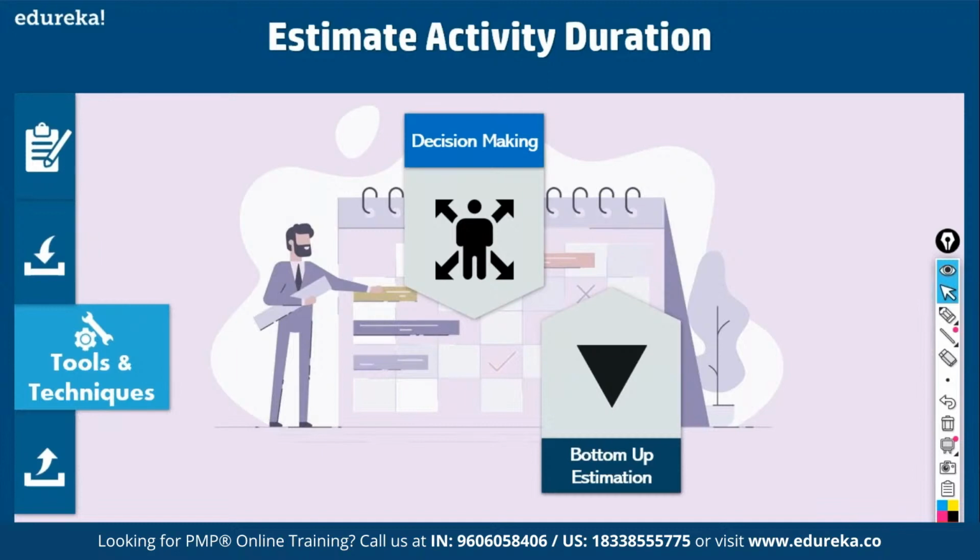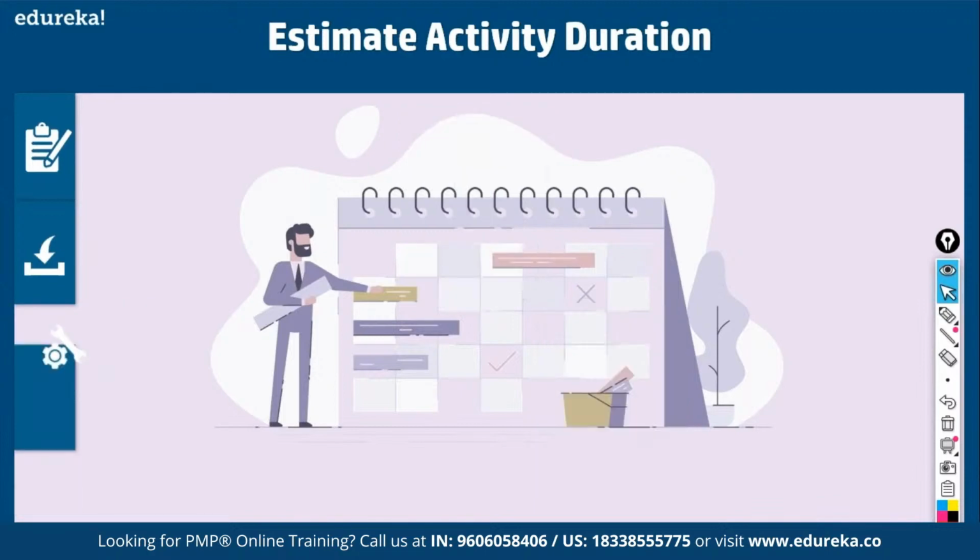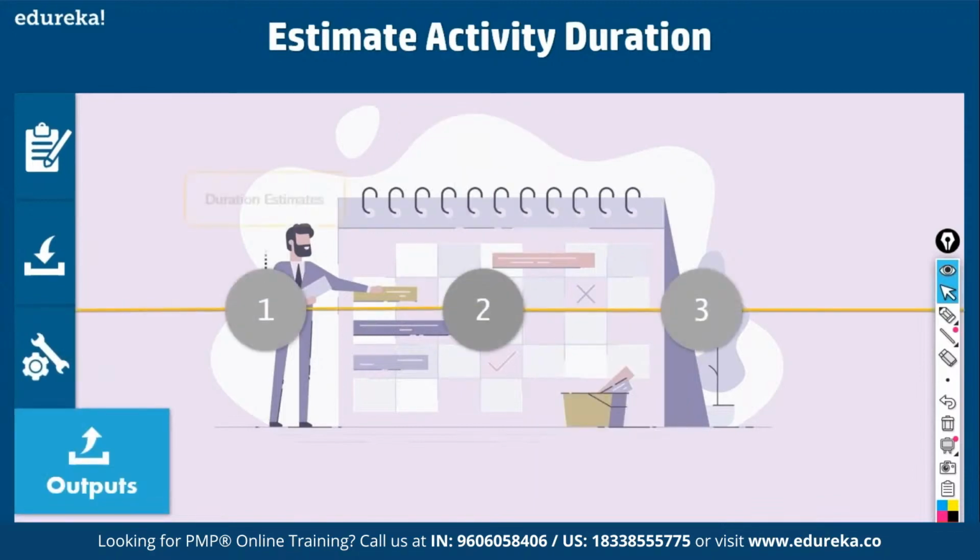Fine. So bottom up estimating is where you know the activity level information and you work it upwards. Okay, from work package to upwards. That is called bottom up estimating. Okay. Then finally, you come up with duration estimates for each activity. Okay, for each work package, right? Let's say requirement documentation, that is one work package, right? Well, that will take 30 days. You come with duration estimates. Fine.